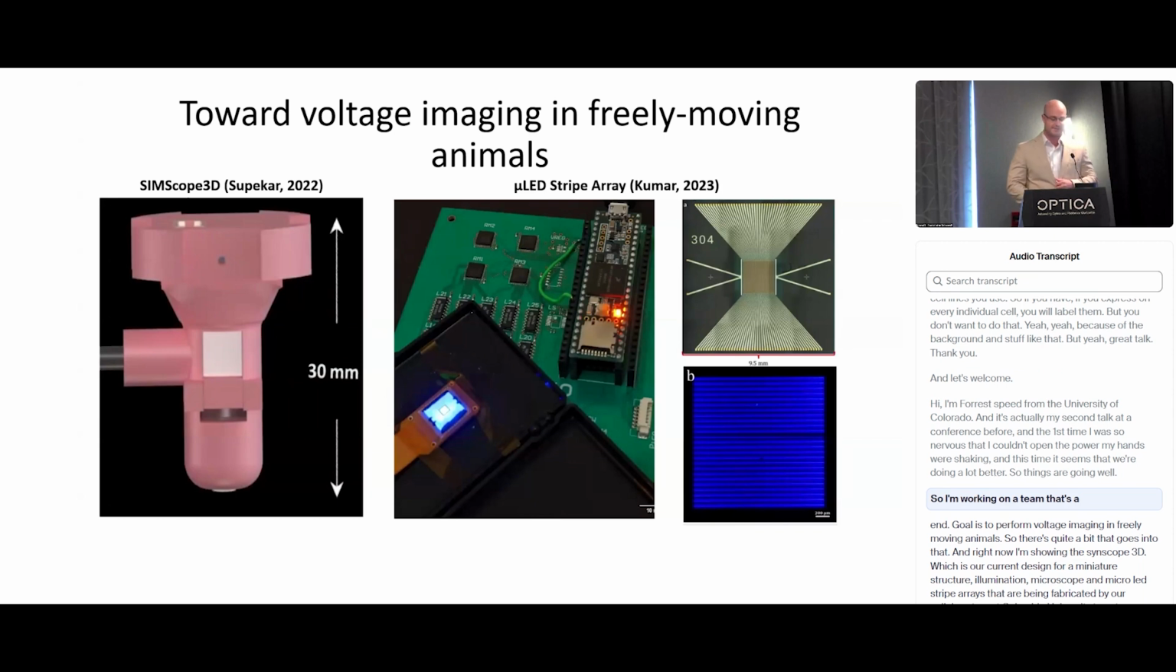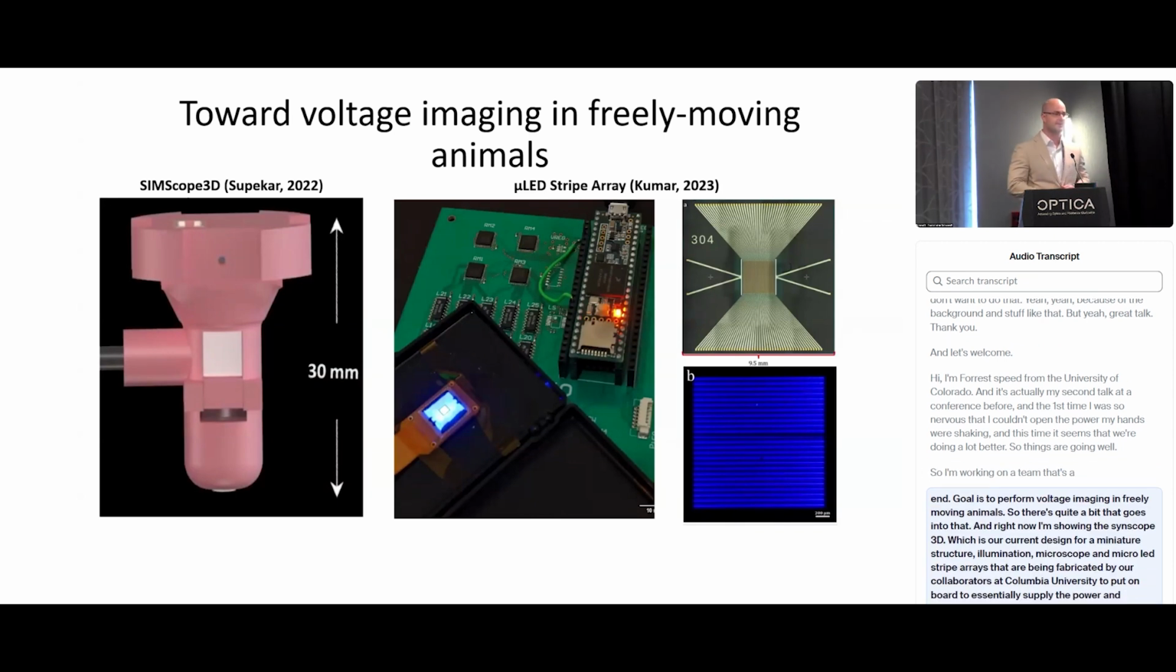So I'm working on a team whose end goal is to perform voltage imaging in freely moving animals. There's quite a bit that goes into that, and right now I'm showing the SimScope 3D, which is our current design for a miniature structured illumination microscope, and micro-LED stripe arrays that are being fabricated by our collaborators at Columbia University to put on board to supply the power and structured illumination that we'll need for voltage imaging.